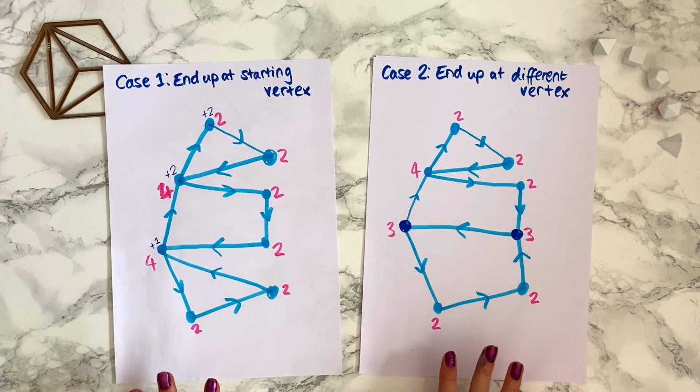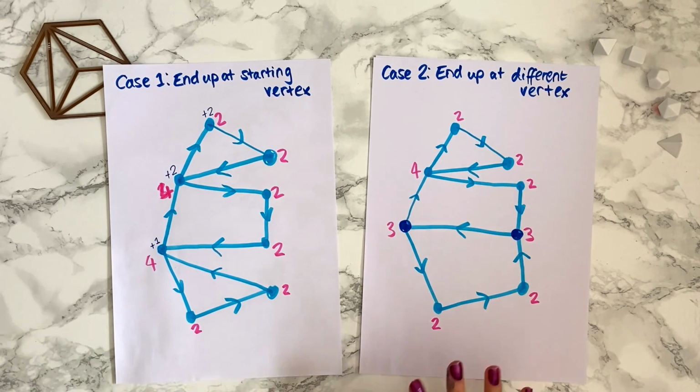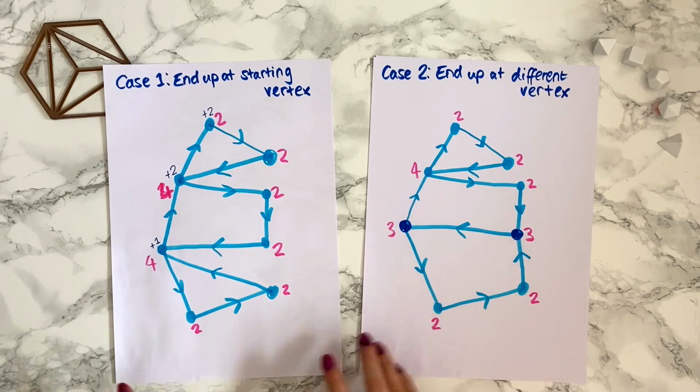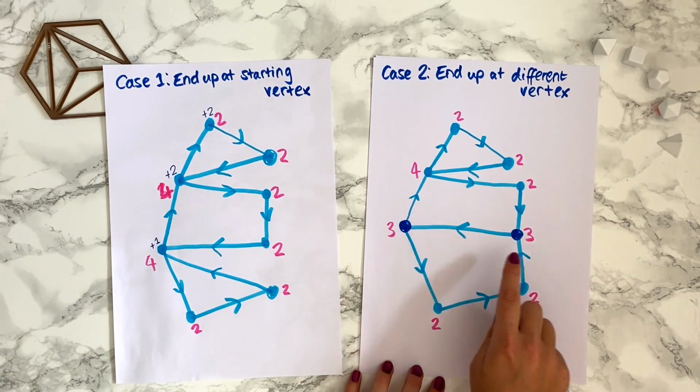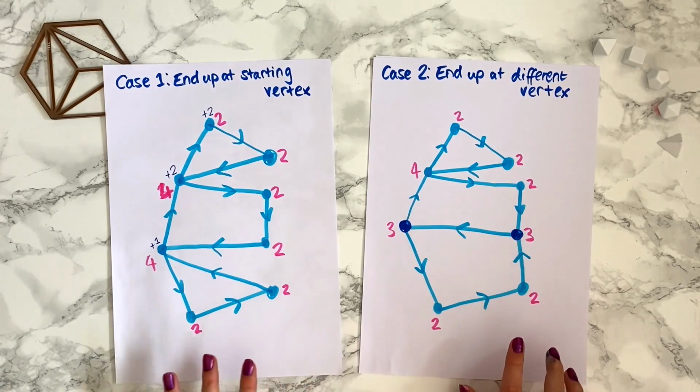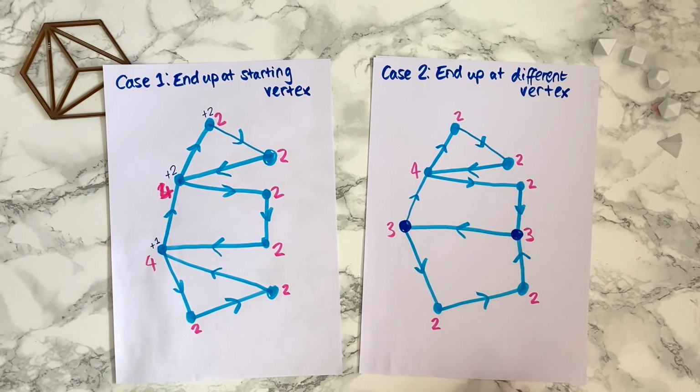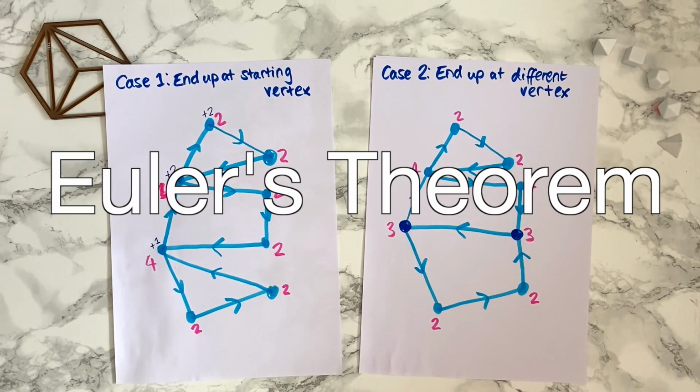So what we've shown here is that in order for it to be possible that we can draw a graph, or for a graph to be traversible, we need either every vertex to have even degree, or for exactly 2 vertices to have odd degree. It turns out that if this is the case, we will always be able to draw the graph. This is called Euler's theorem.